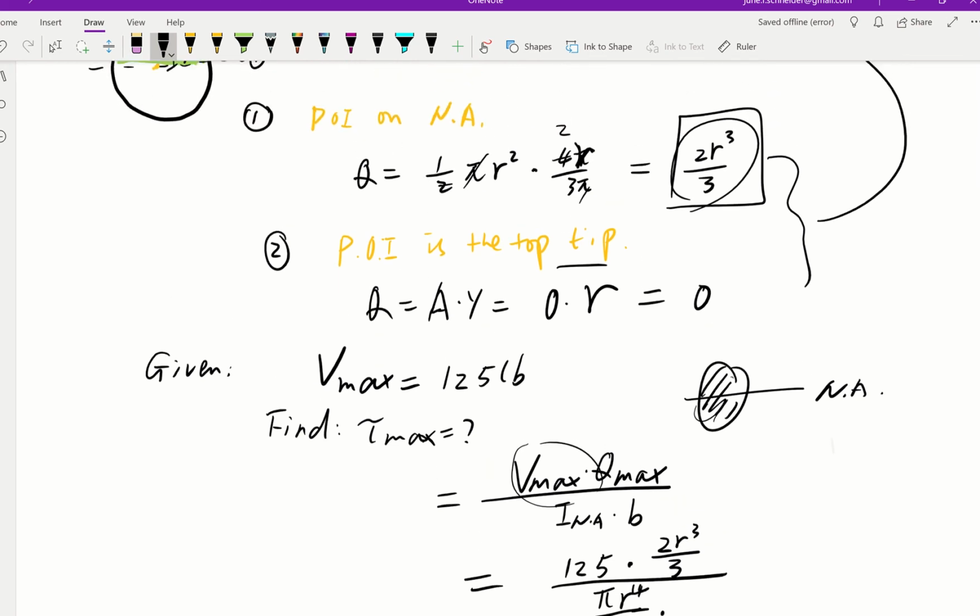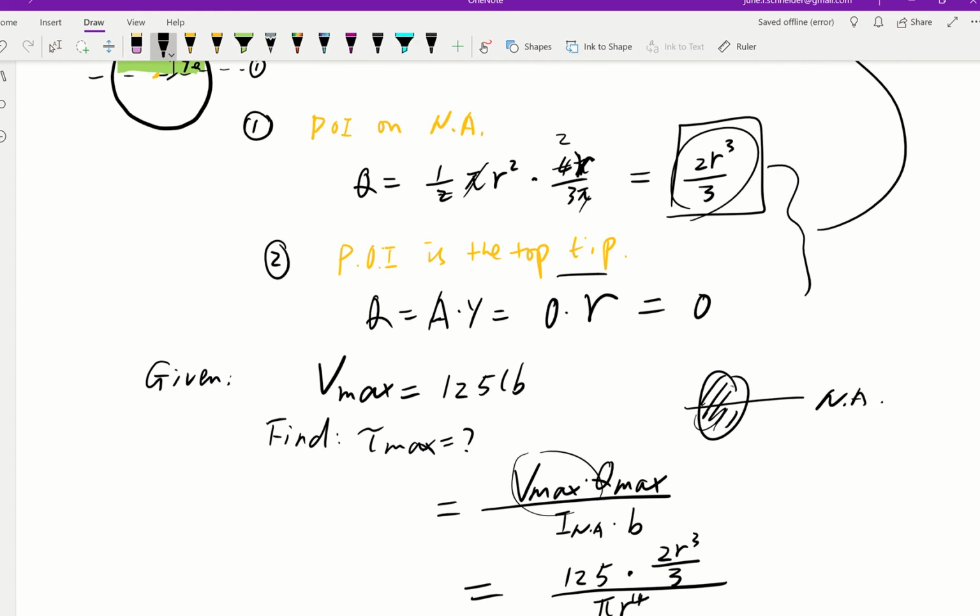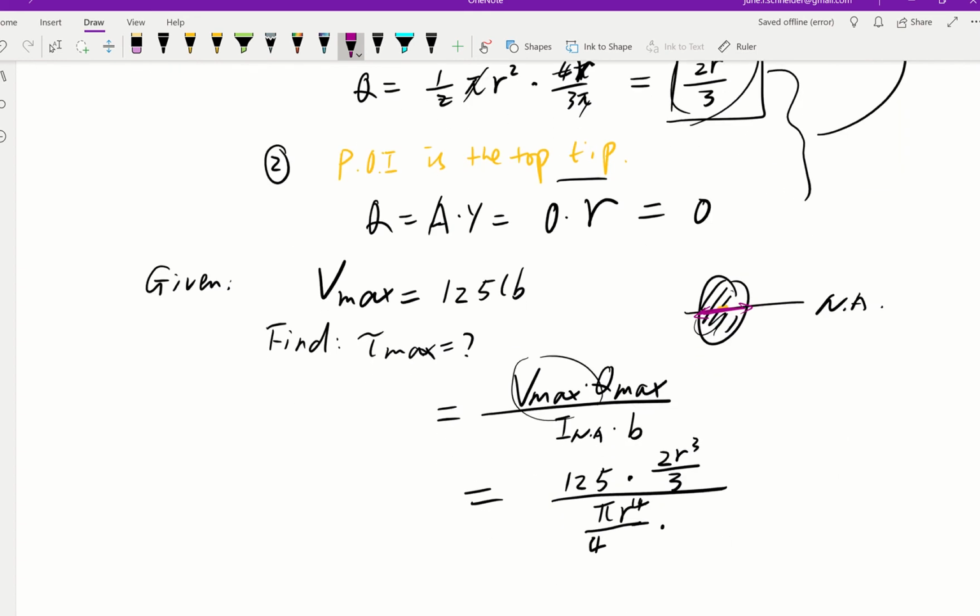Okay, and then what's going to be the B? What's the width at this point of interest? This is our point of interest, at the neutral axis. The width of the cross-section will be the diameter. That's going to be your 2r.